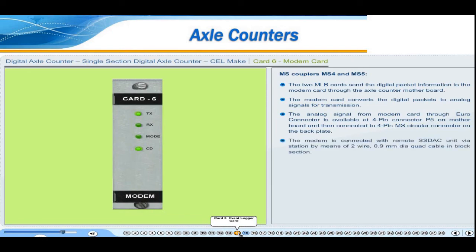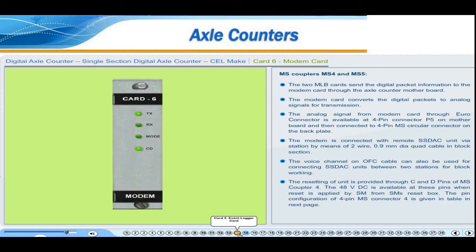The modem is connected with the remote SSDAC unit via the station by means of a two-wire 0.9 mm diameter quad cable in the block section for track circuit. The voice channel on OFC cable can also be used for connecting SSDAC units between two stations for block working.